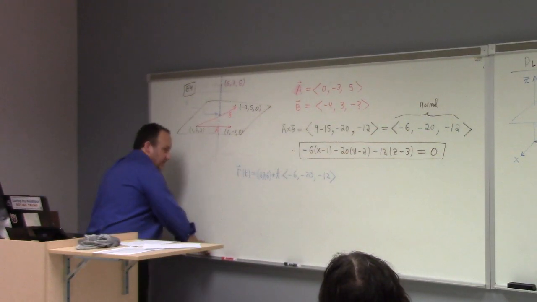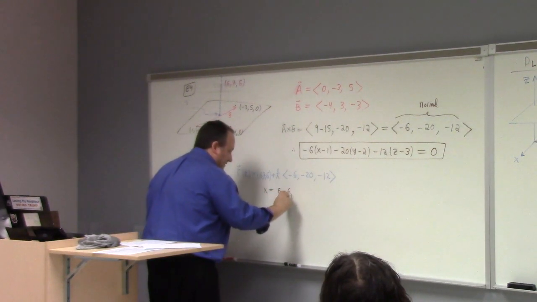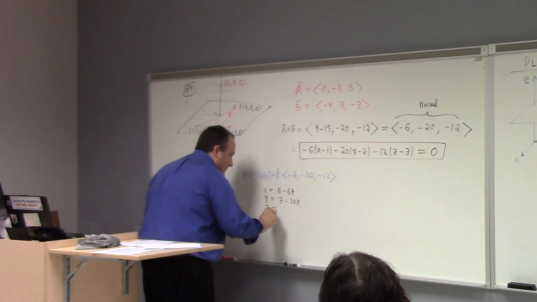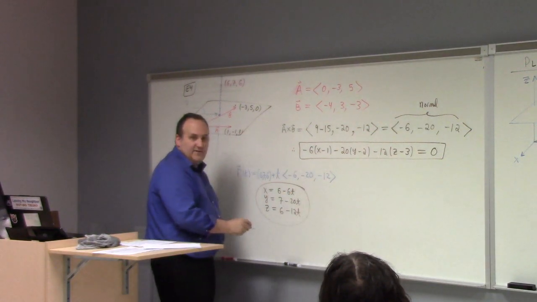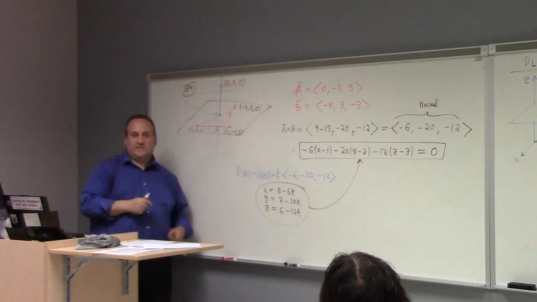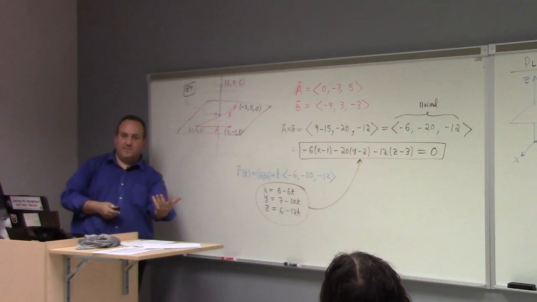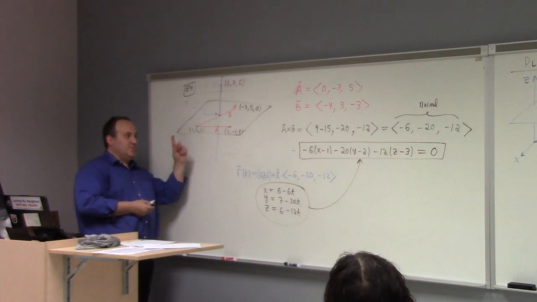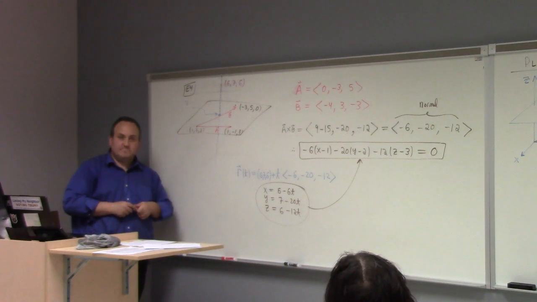Now, what does this mean? This means that on the line, we have parametric equations: x equals 6 minus 6t, y is equal to 7 minus 20t, and z is equal to 6 minus 12t. So all you got to do is take these equations and shove them into the plane equation. That gives you one equation and one unknown for time. You solve it, and it gives you the time that the normal line intersects the plane. You take that time and plug it into the parameterization, and you got the closest point. That's how you do it.